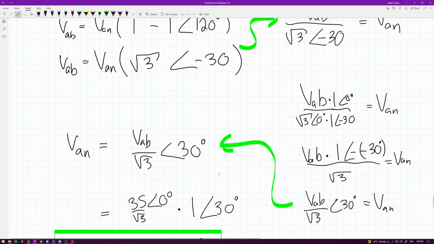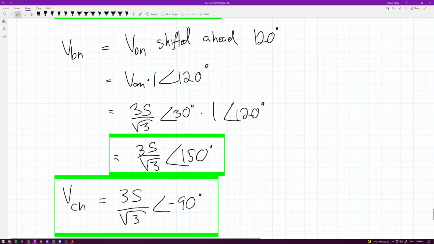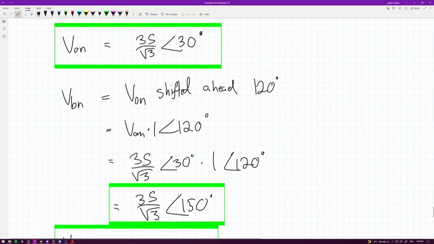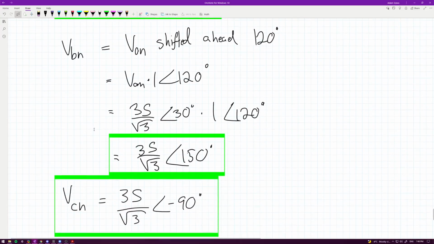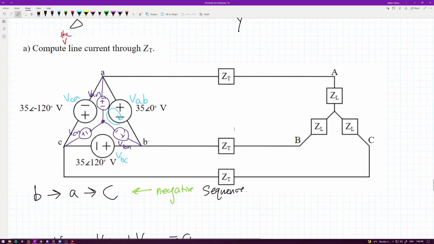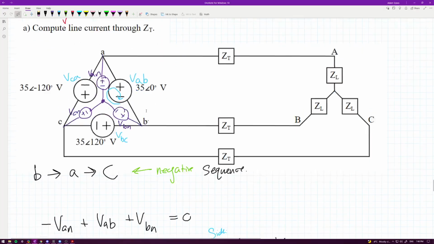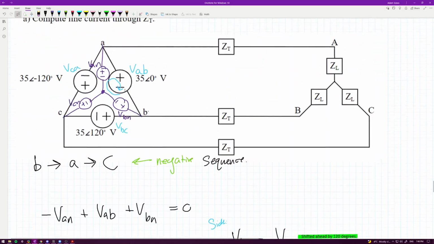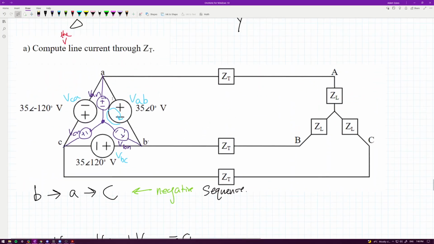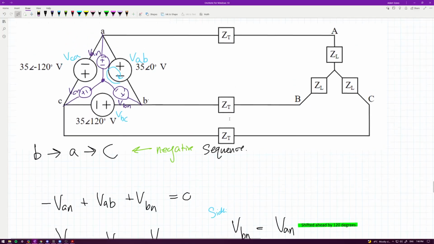Sorry, could you show what you got for VCN and VBN? Yeah, VCN is here. And VBN is here too. That's VBN. Okay. Yeah. Okay. Thank you. No problem. So, okay, so that's computing the line current through ZT. No, that's not computing the line current. Sorry, we found these voltages. We didn't find the line current yet, but we're pretty close.